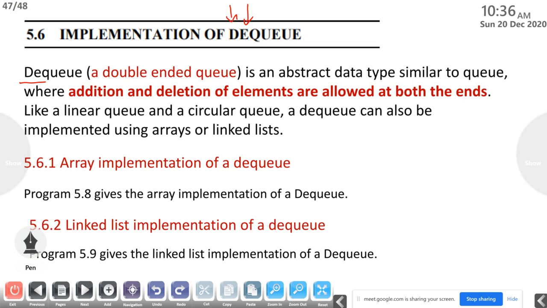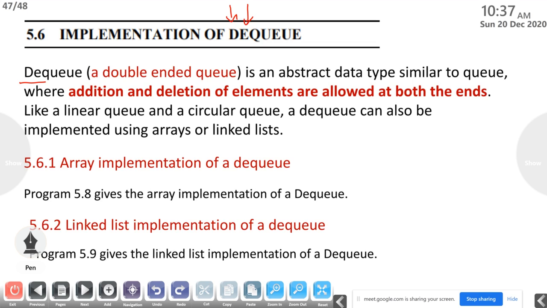So the array implementation of a DQ is there. In this, a program is there, 5.8, just a small program. 5.8 gives the array implementation of a DQ, and 5.9 gives the linked list implementation of a DQ. So these are the implementations of queues and double-ended queues. So I think this is the end of the slide.